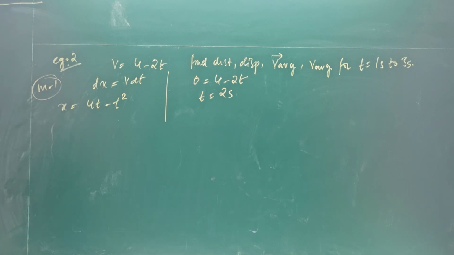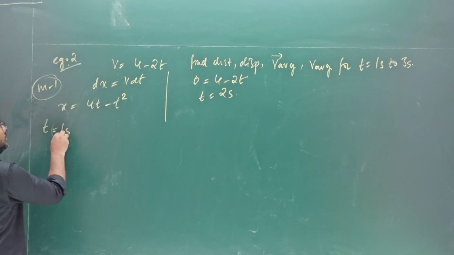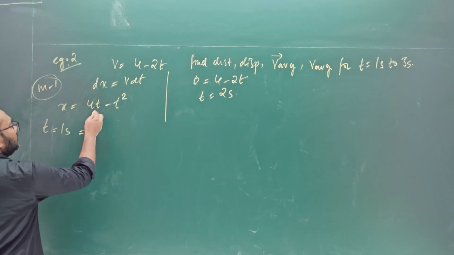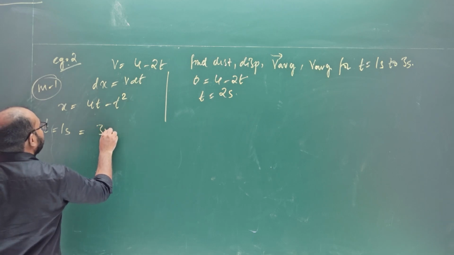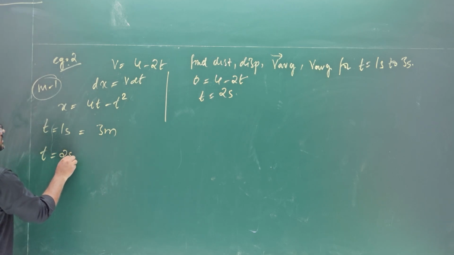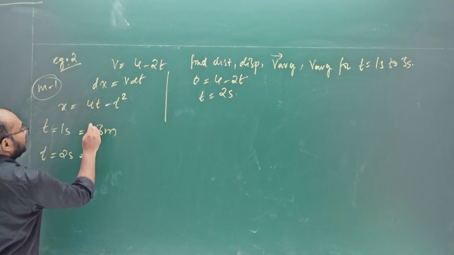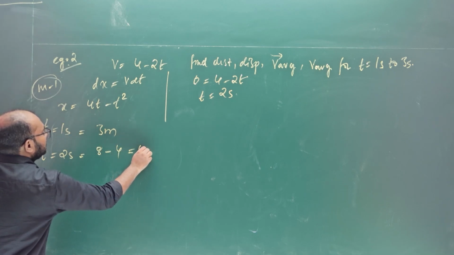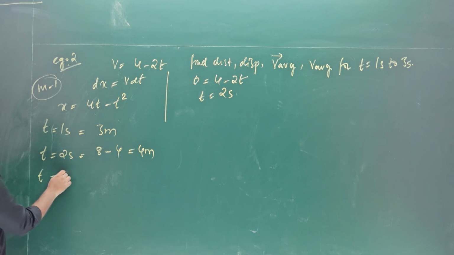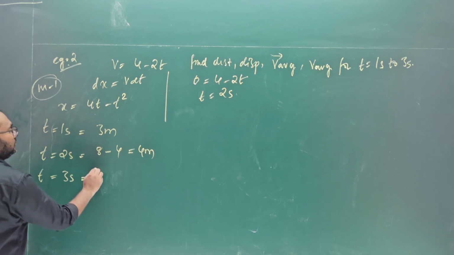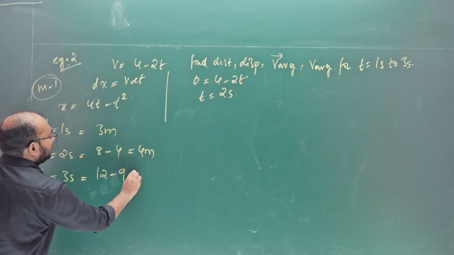Okay, now substituting t equal to 0, and 0 was not asked. 1 to 3. Substitute t equal to 1, t equal to 2, t equal to 3. That's it. So at t equal to 1 second, this becomes 3. At t equal to 2 seconds, this becomes 4 twos are 8 minus 4, that is 4 meters. At t equal to 3 seconds, 12 minus 9, that is 3 meters.